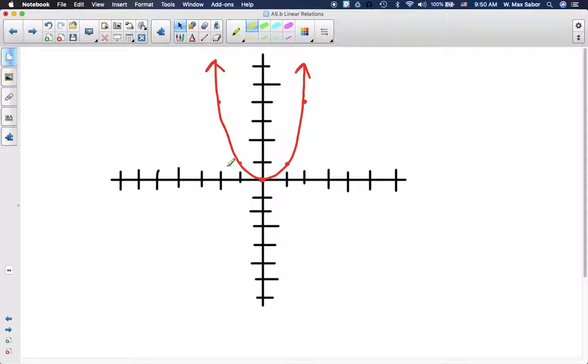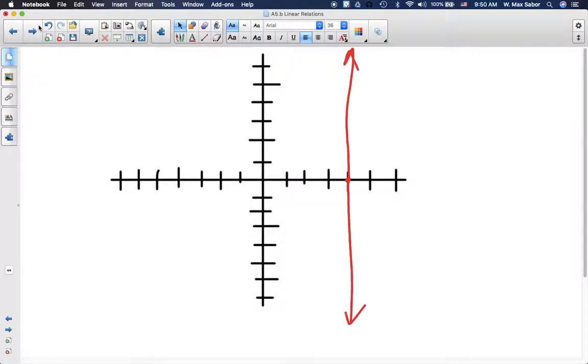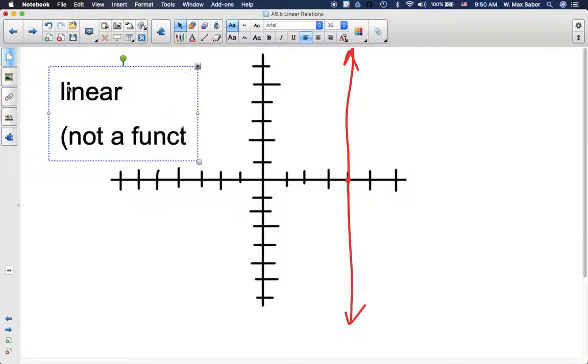So, this one, is this a line? Well, no. So this is nonlinear. Here, it's a little bit sloppy, but it's supposed to be a line and would be linear if that were actually straight. This is still linear. It's not going to be a function because it doesn't pass the vertical line test. There are multiple points with the same x-coordinate, but it is linear.